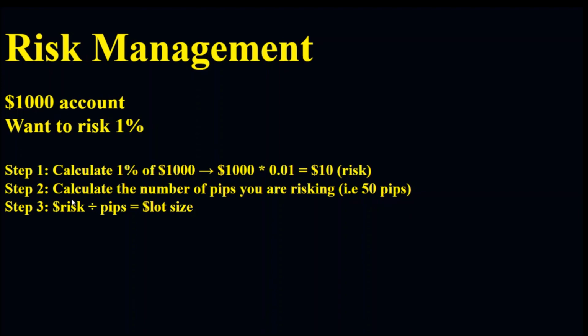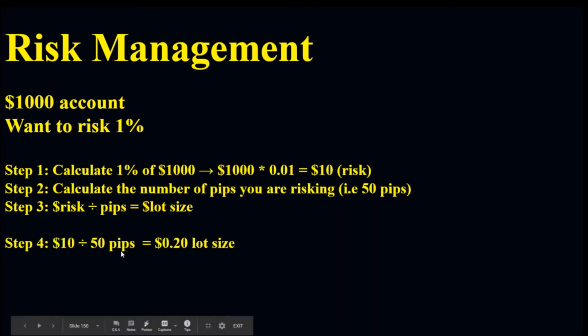So you take the amount that you're risking, $10, which we found in step 1. We divide it by the number of pips that we're risking, right? The stop loss. And that calculation will give us the dollar lot size that we want to use in order to risk just 1% of our capital on this given trade. All right, so $10 divided by 50 pips, that is a 20-cent lot size. And remember, we have to move that decimal point one spot to the left in order to find the lot that we want to plug into our MT4. So that will give us a 0.02 lot.